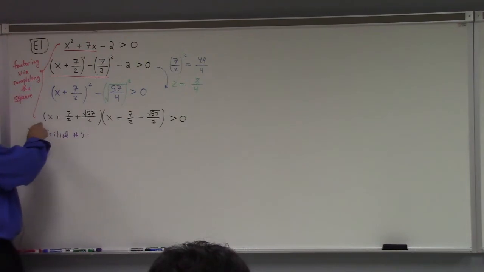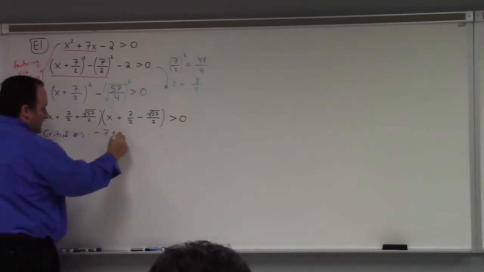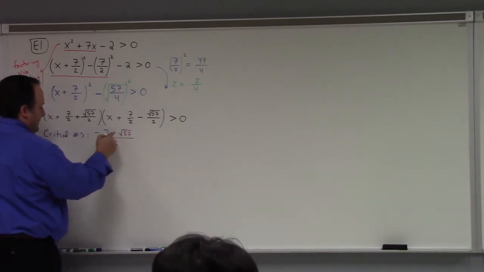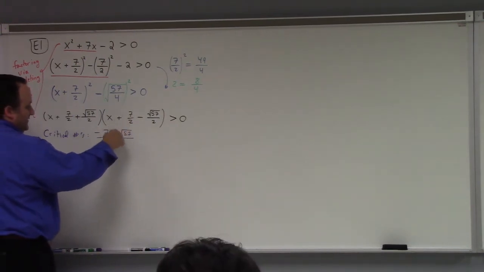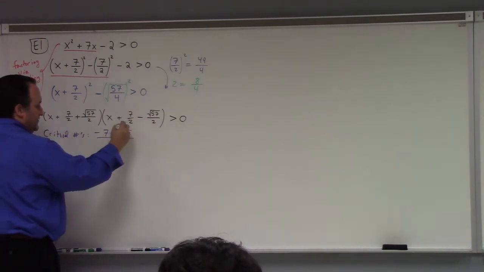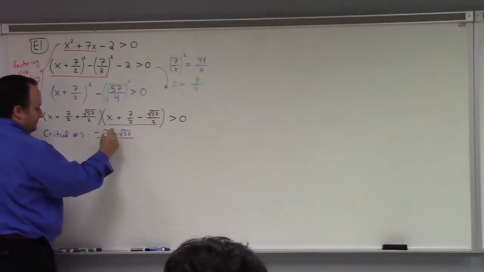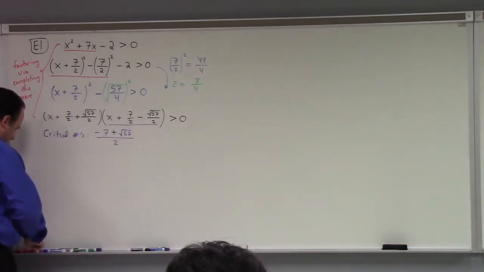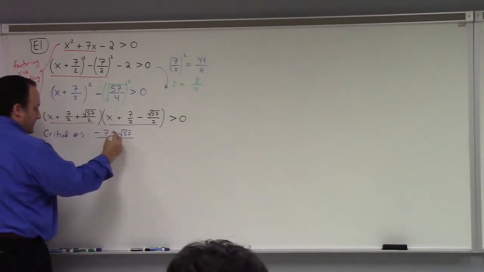We either have minus 7 plus the square root of 57 over 2. I mean, the first one's actually minus the square root of 57 over 2, right? But this one would come from that, yeah? So I'll do some underlining here. This factor gives me that critical number. And this factor right here gives me this critical number.